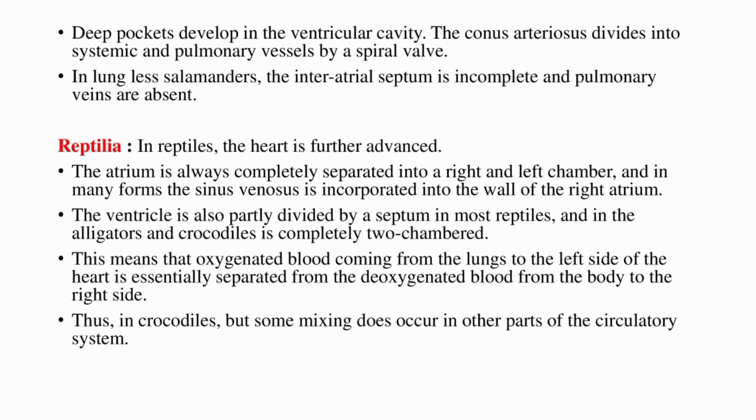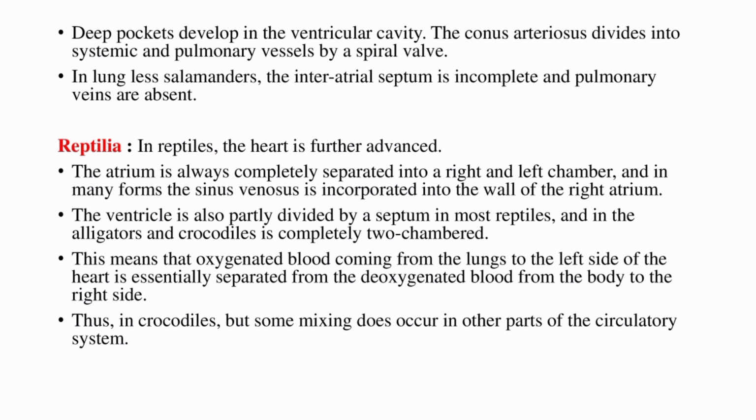Next, reptilia. In reptiles, the heart is further advanced. The atrium is always completely separated into right and left chambers, and in many forms, the sinus venosus is incorporated into the wall of the right atrium. The ventricle is also partly divided by a septum in most reptiles, and in alligators and crocodiles is completely 2-chambered. This means that oxygenated blood coming from the lungs to the left side of the heart is essentially separated from the deoxygenated blood from the body to the right side.